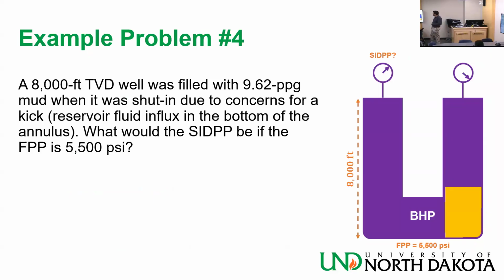An 8,000 feet TVD well was filled with 9.62 ppg mud when it was shut in due to concerns for a kick. Reservoir fluid influx in the bottom of the annulus. This is what is a kick. It's a bad thing. What should be the SIDPP if the FPP is 5,500 psi? Now, I know that the formation pore pressure is 5,500 psi. What will be the SIDPP?